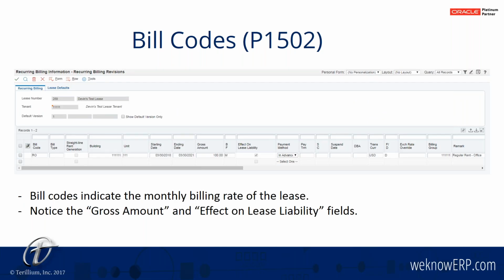Then we get into our bill codes, and this really drives the system and drives the creation of our amortization schedules. So these bill codes can be found in the P1502 application, and these indicate the monthly billing rate of the lease. And also, if you notice in there, we have our gross amount, which is the payment amount, and then we have our billing frequency, which is how often we want the billing to take place. So in this case, it would be monthly.